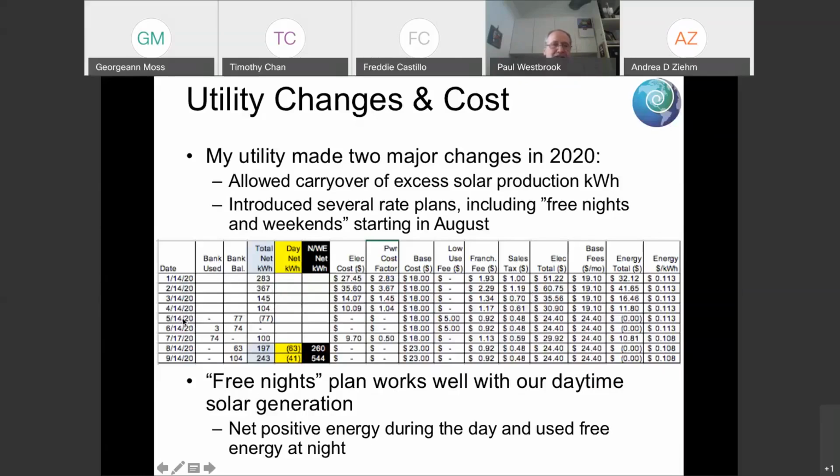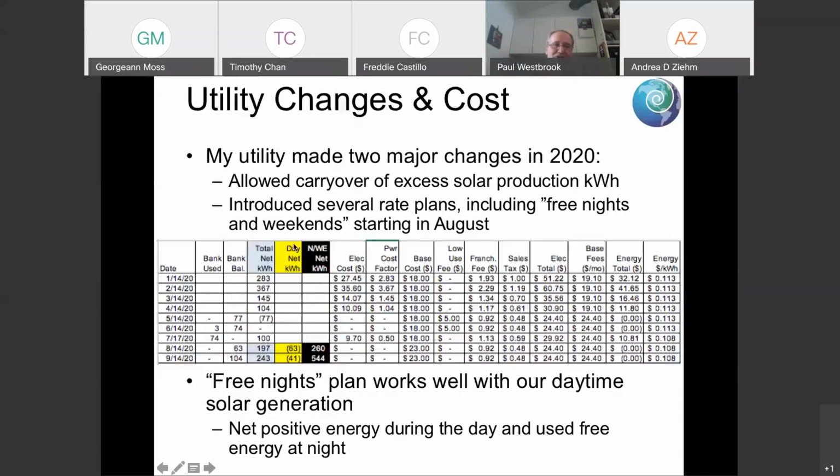Then in May, the May billing period, I started generating extra. I actually banked 77 kilowatt hours. So I had a zero energy cost, just the base fee. My utility charged a $5 penalty if I didn't use at least 100 kilowatt hours. So I paid $24.40 for that month, and then the next month, and then the next month. I used some of my bank, but I was still going. Now I switched to the new plan, and I'm banking energy.